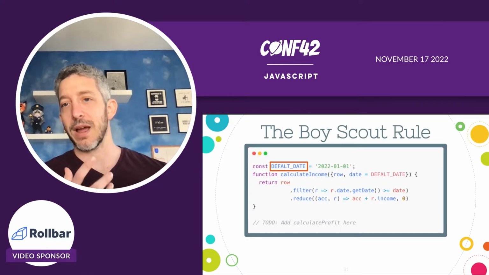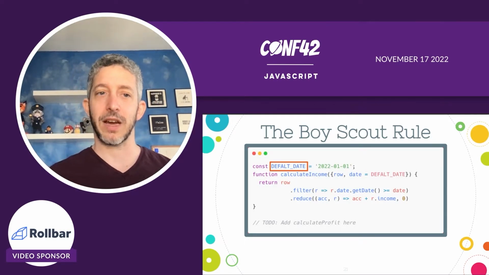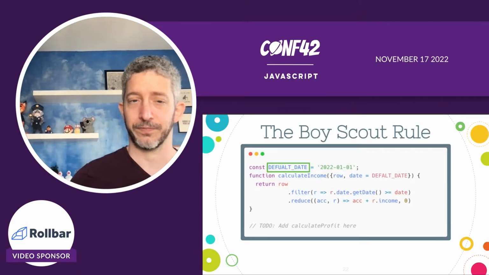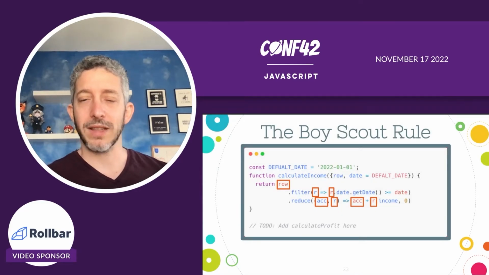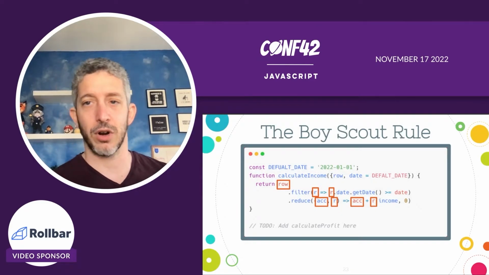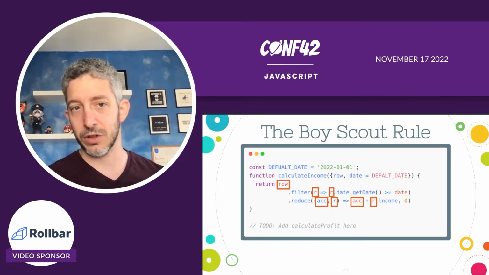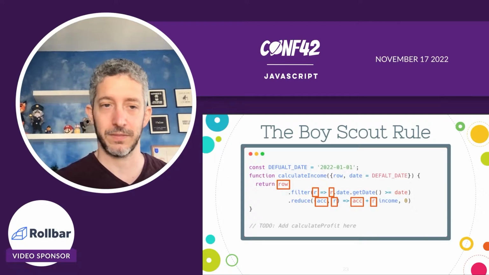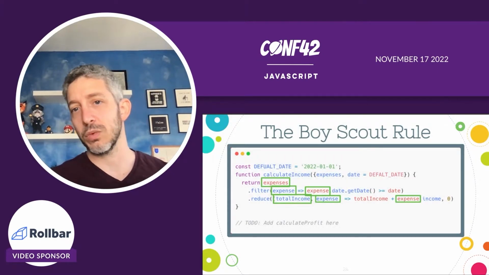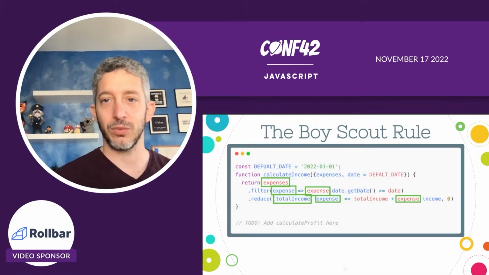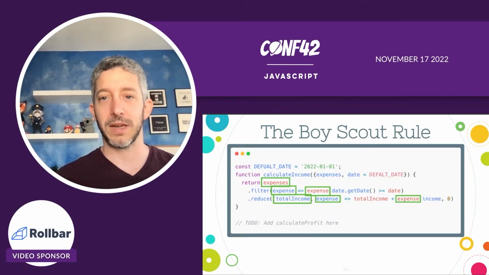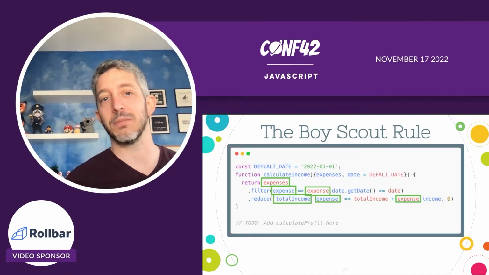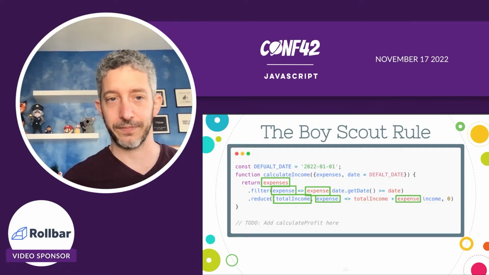So what can we do here? There is a grammar issue here: default date got a typo. How about we fix that? Cool. Also, what is ACC? And row, what is R? If someone just went into this function, will they know what that means? So we are changing the ACC into total income, row into expense, and R to expense. This has highly improved the readability of this function.